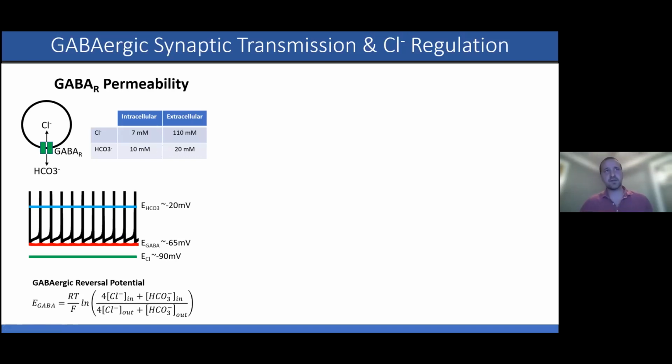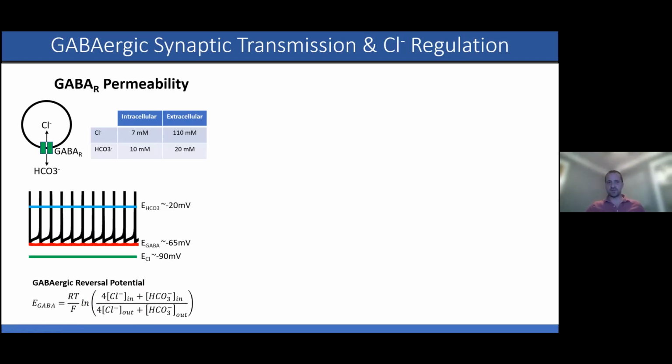So GABA A receptors are permeable to both chloride ions and HCO3. And together, the reversal potentials for these two separate ions make up the GABAergic reversal potential by the Goldman equation here. So typically the HCO3 reversal potential is -20, the chloride reversal potential is -90, and then there's a 4-to-1 ratio of chloride to HCO3 that fluxes through the channel. And so together that sets up a reversal potential of usually close to -65, which is just below the afterhyperpolarization after neuron spikes.